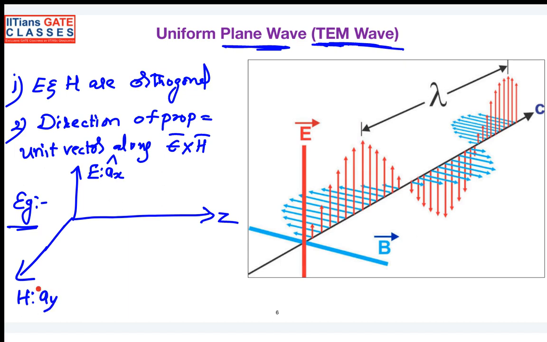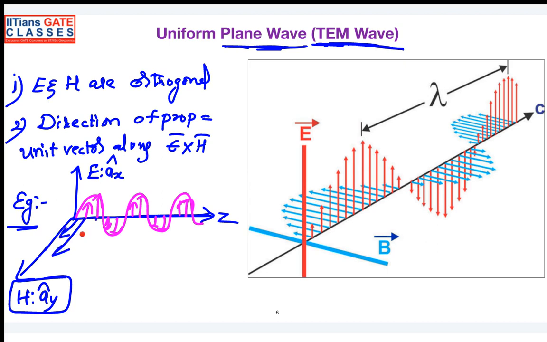Can I say this is a type of uniform plane wave? Can I call this a uniform plane wave? The wave is propagating in the Z direction, but the electric field is oriented in X and the magnetic field is oriented in Y. Which means this is your electric field vector, so flux lines are oriented in the X direction. And my magnetic field is oriented in the Y direction, so magnetic flux lines are oriented like this. So if you trace that, this gives the magnetic field. So can I consider this as a uniform plane wave or not? Yes or no?